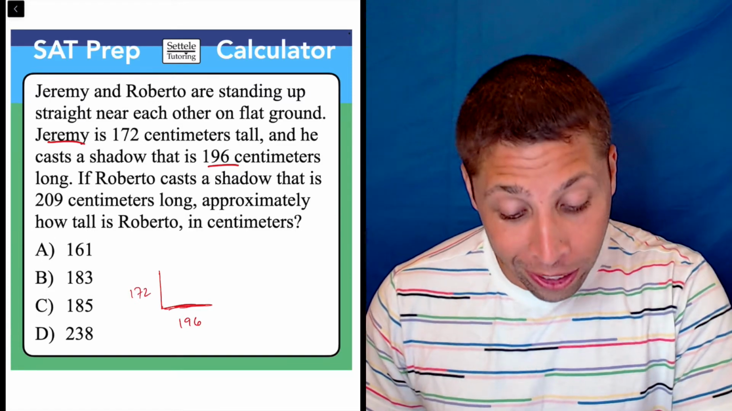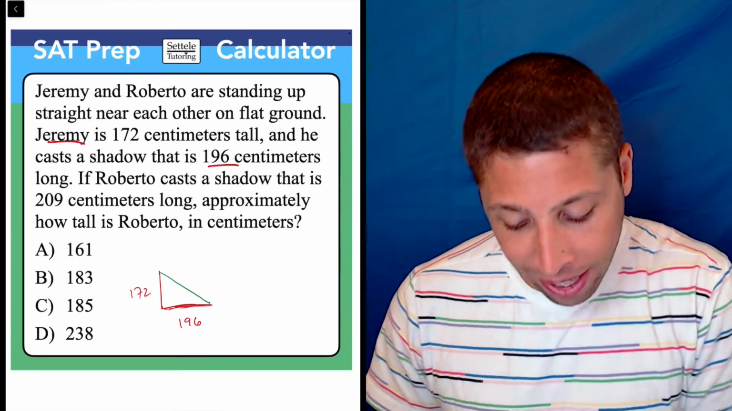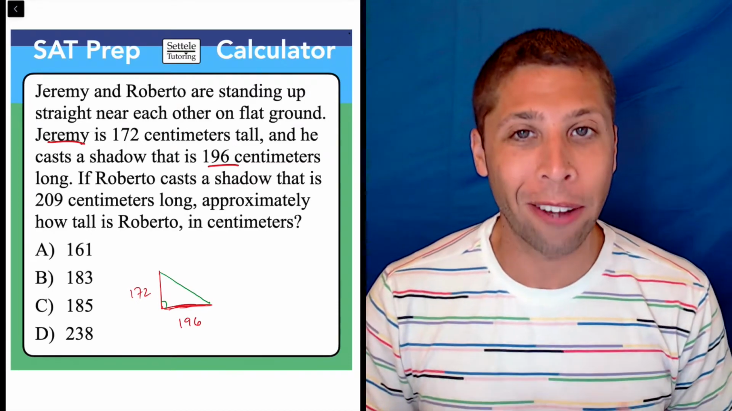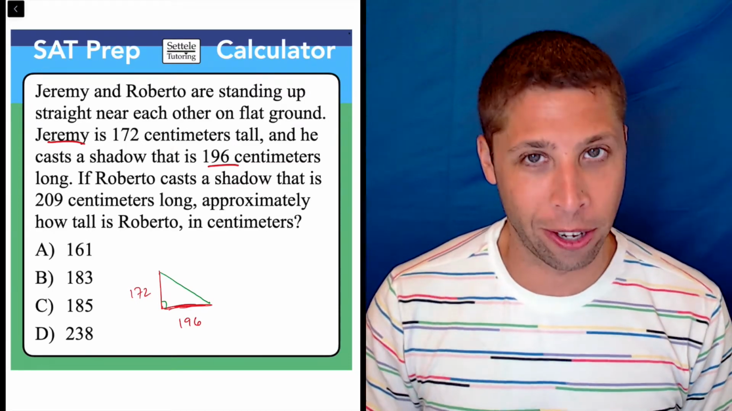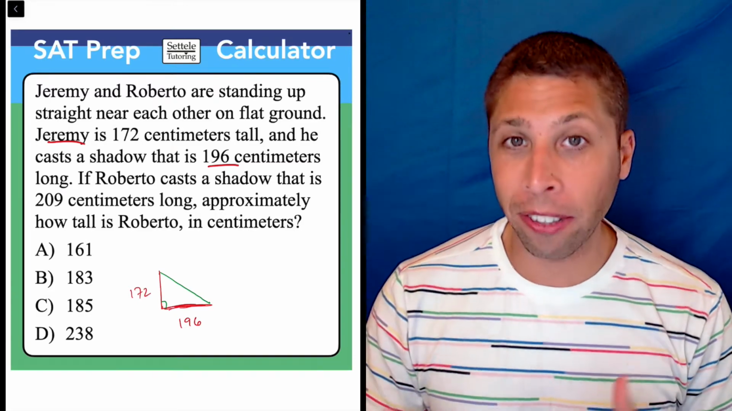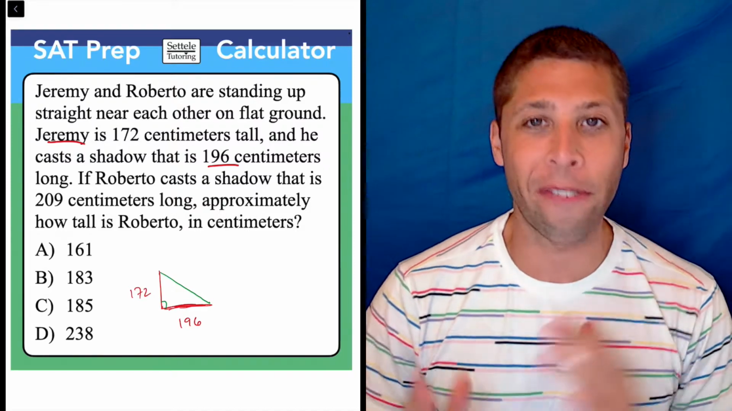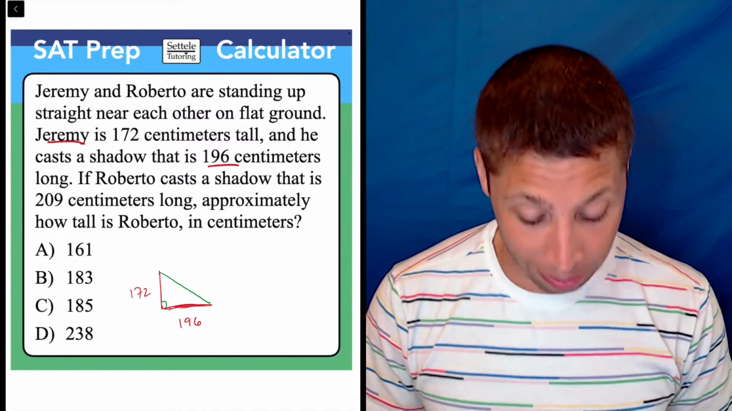I know it doesn't quite look like it, but if I connect the two dots and think about how someone standing straight is at a right angle to the ground, I have a right triangle. And because these two people are standing near each other at the same time, the angles of the sun are not going to affect anything. This is basically about creating similar triangles.